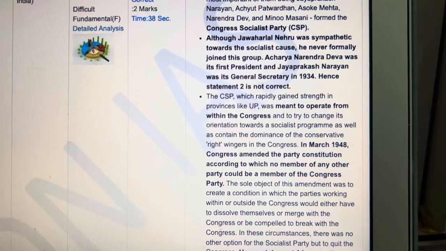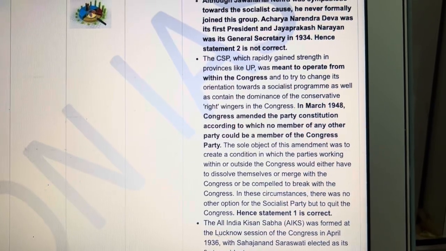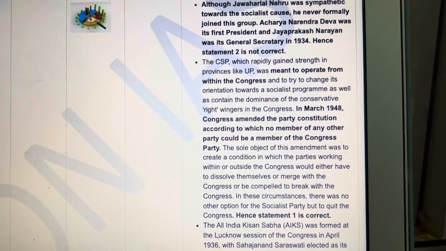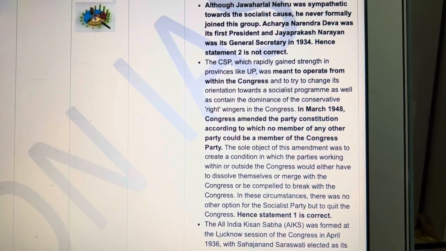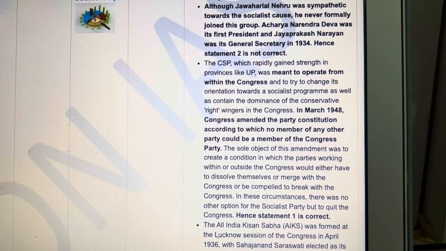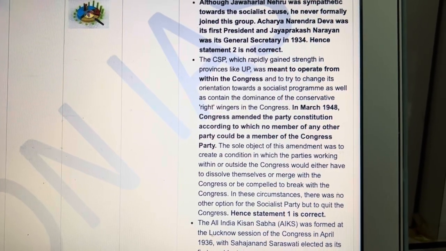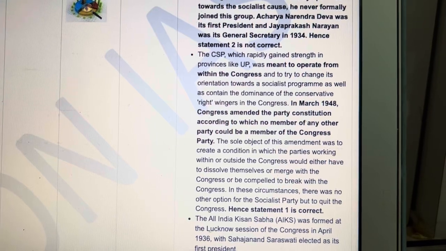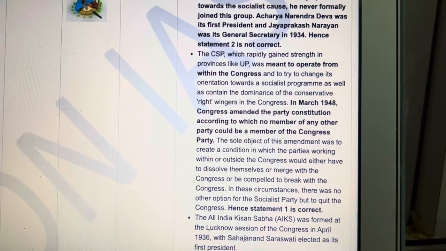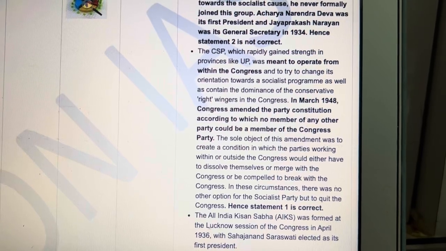The CSP, which rapidly gained strength in provinces like UP, was meant to operate from within the Congress and try to change its orientation towards a socialist program as well as contain the dominance of the conservative right-wingers in the Congress. In March 1948, Congress amended the party constitution according to which no member of any other party could be a member of the Congress party.